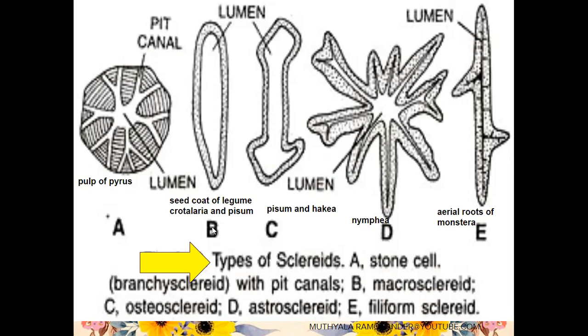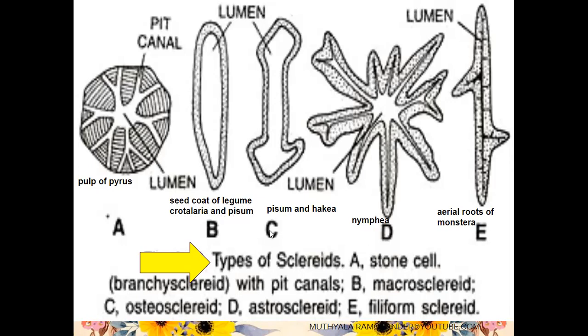And the B diagram belongs to macrosclerites. Macro means large size of sclerites. These also contain thick lignified cell walls with a lumen, an empty cavity space. These are present in the cortex of plants, mainly in the seed coat of the Leguminosae family, like in Crotalaria and in the seed coats of Pisum plants.